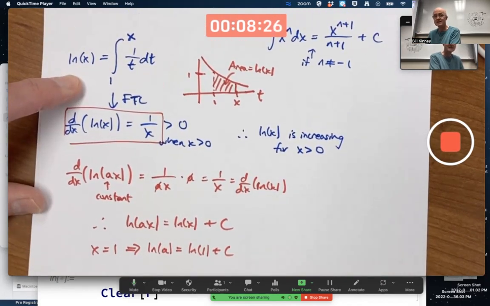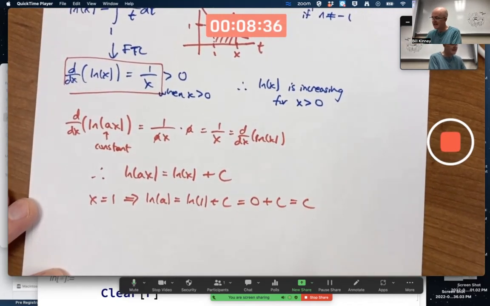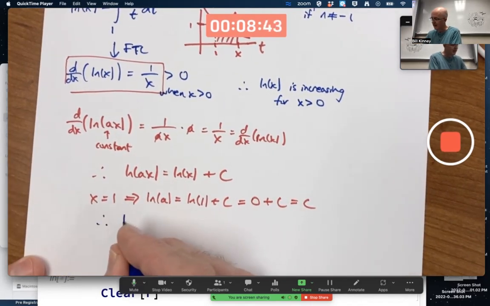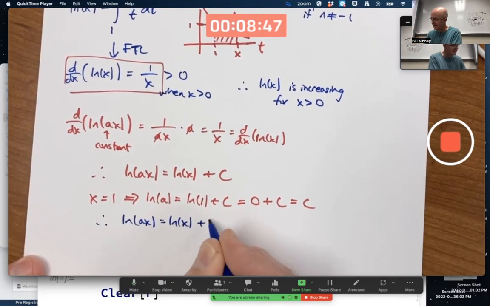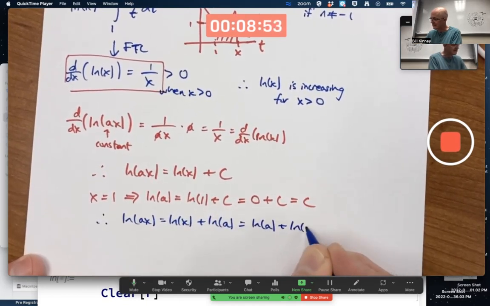You know it's 0, but can you derive that from this formula? Sure. If x is 1, you're integrating from 1 to 1. There's no area. ln of 1 is 0. So this becomes 0 plus c, or just c. In other words, c is the natural log of a. And therefore, ln of ax equals ln of x plus ln of a. Or if you prefer, ln of a plus ln of x.